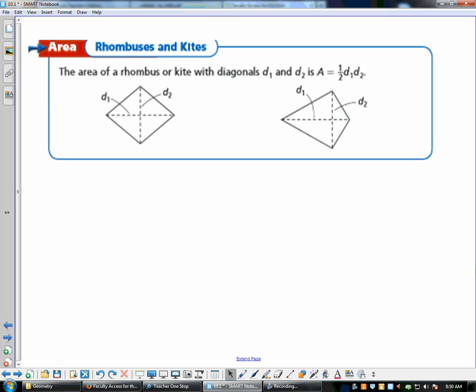So if this is diagonal D1 and this is diagonal D2, then the area is going to be 1/2 of D1 times D2. Same thing for a kite. If this is D1 and this is D2, you just multiply those two diagonals together and divide by 2 and you will have your area. Everybody's got that formula written down.